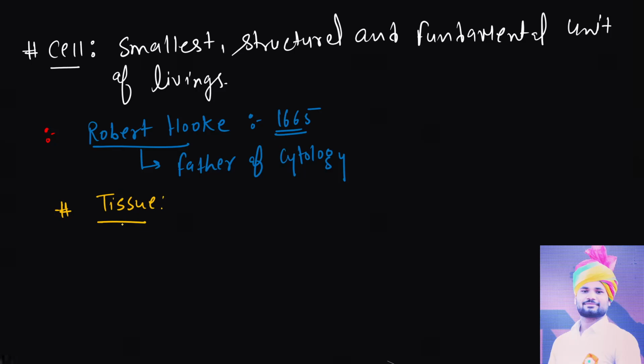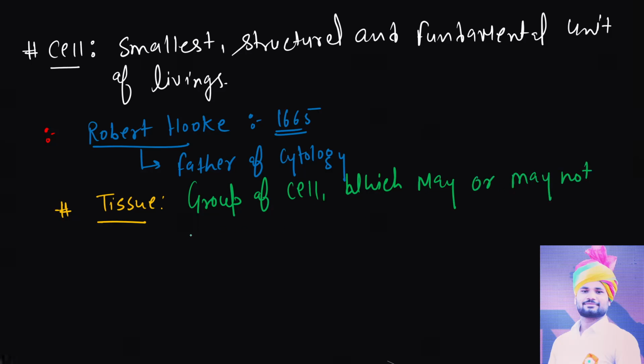So, tissue is just a group of cells. Is it like that, that a group of cells is called tissue? So exactly not. So let me define the tissue for you. When we define tissue, we say that it is, of course, a group of cells which may or may not have similar function.